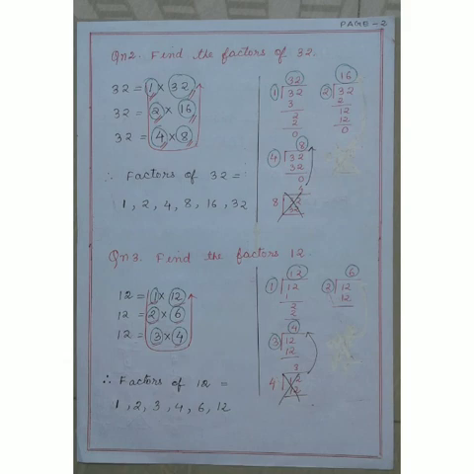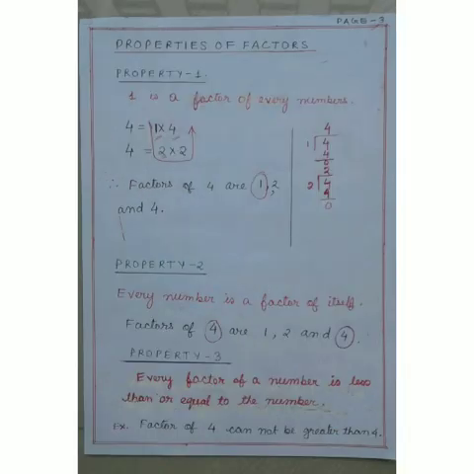So I shall write 12 equal to 1 into 12, 12 equal to 2 into 6, 12 equal to 3 into 4. Therefore, the factors of 12 are 1, 2, 3, 4, 6 and 12. Let us check some properties of factors.